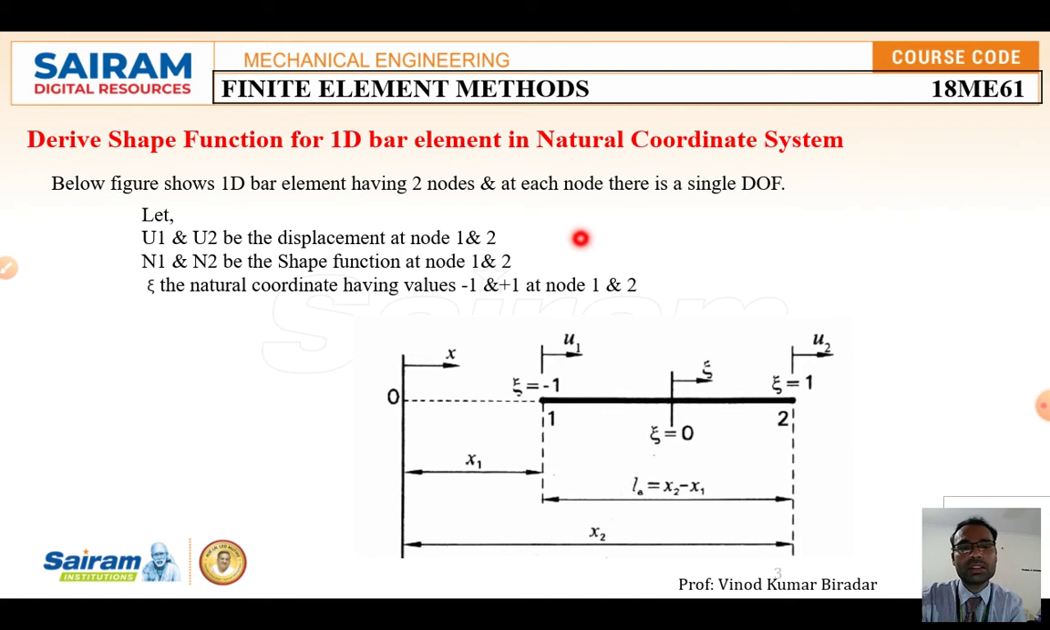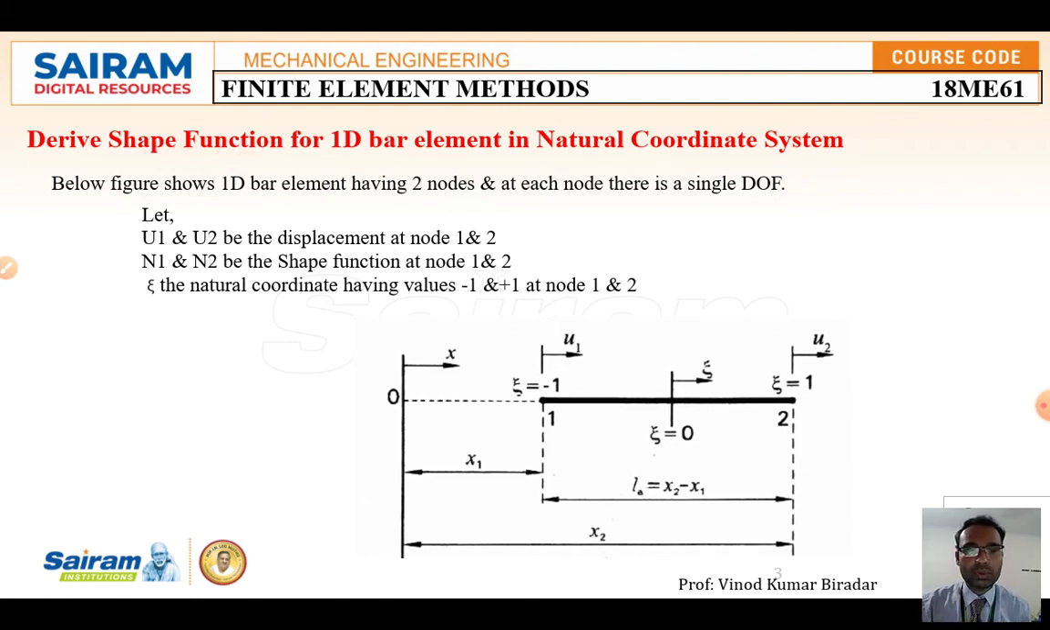The summation of both shape functions is equal to 1, which you have to remember. The second point, the main thing in a natural coordinate system, is that the origin starts at the center of the given element. That is most important, and this is a very important question. They may ask you like this: derive the shape function for a 1D bar element in a natural coordinate system.